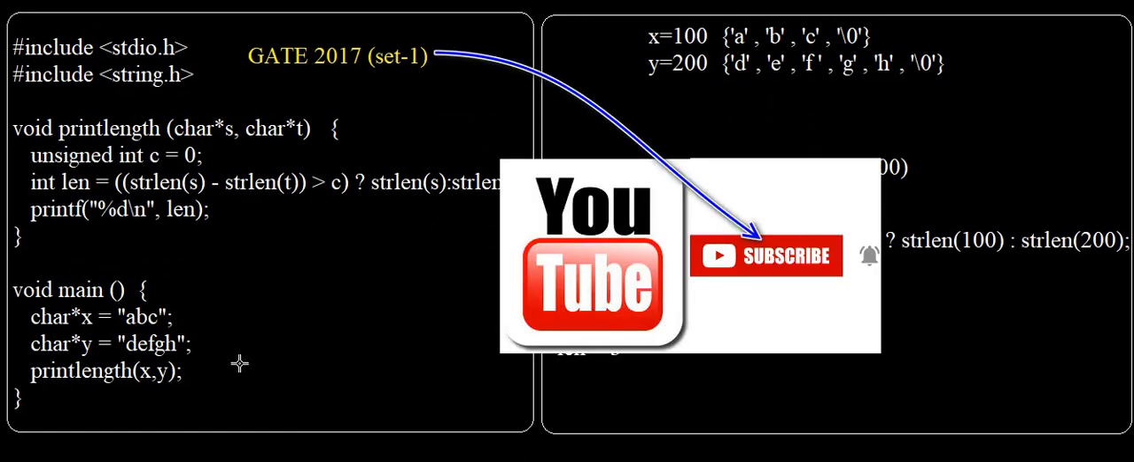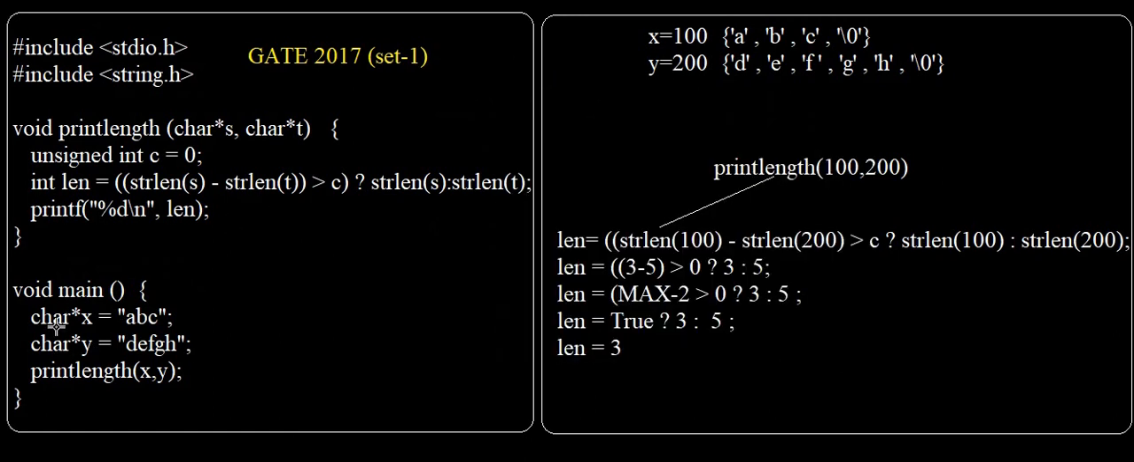Now let's solve this problem. We have a main function with 3 statements: char *x = "abc" and char *y = "defgh". These are the two strings, and x is a pointer to a character string, and y is also a pointer to a character string. We need to execute print length(x, y). Now x is this string and y is this string. Put these strings in the respective places in the formal parameters, and now we have an unsigned integer c, which is equal to 0, and also an integer length.